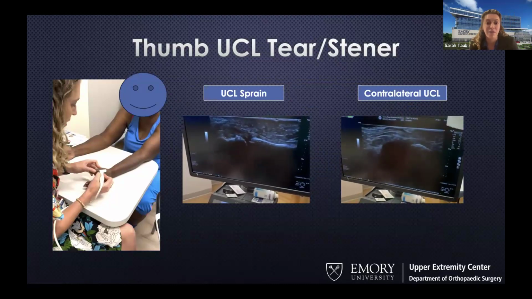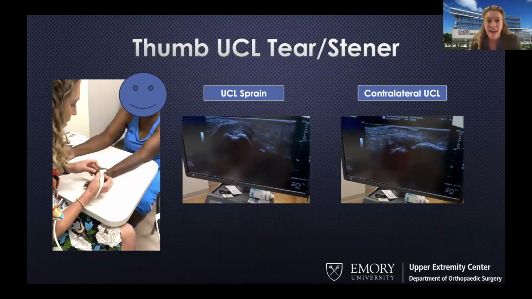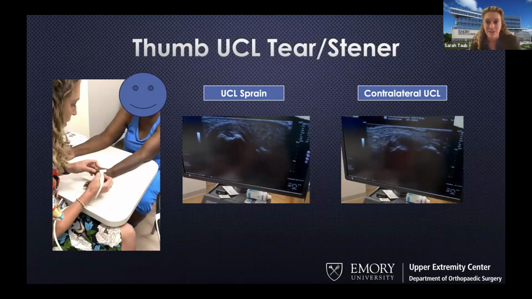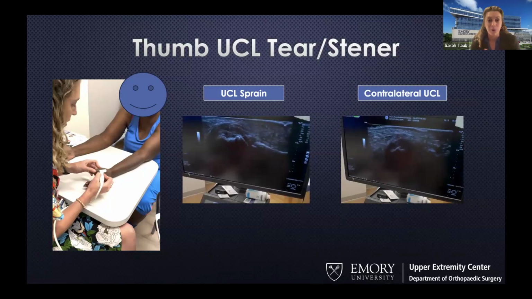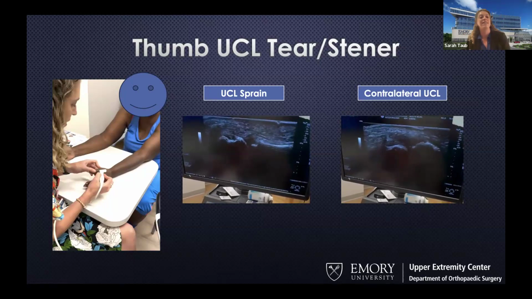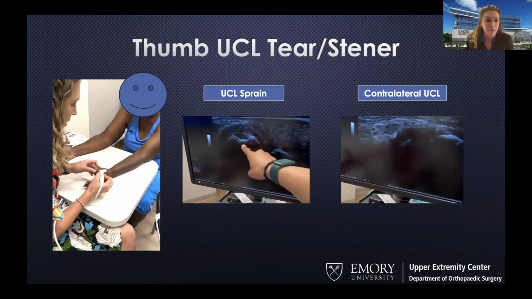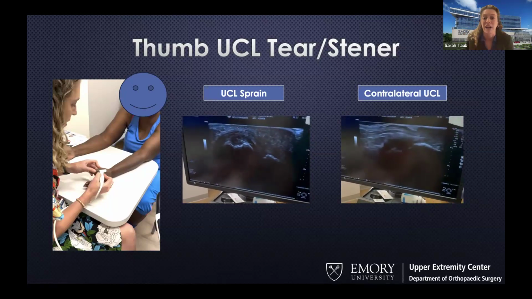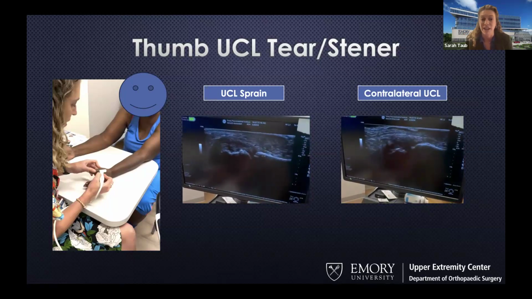UCLs. So this is a fun one, a diagnostic procedure. This really exemplifies one of the beauties of ultrasound: you can look at both of their hands in one visit rather than ordering 2 MRI scans. The other thing is you're doing a dynamic procedure with the scanner on it, where an MRI is really just one still image in time.